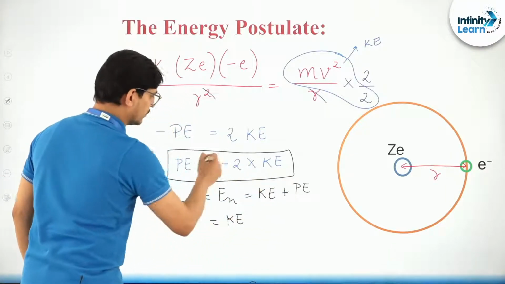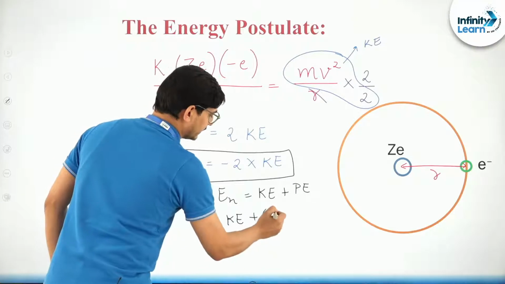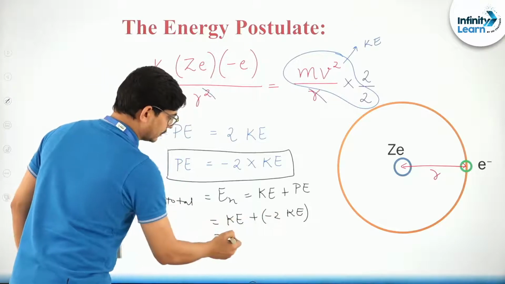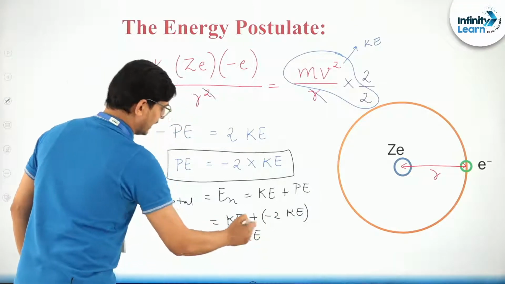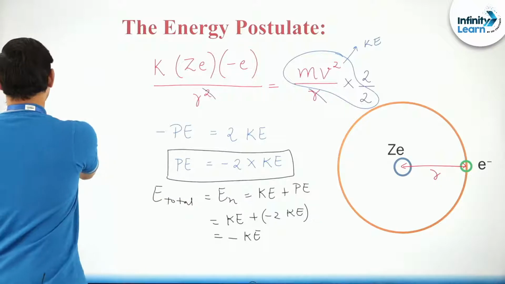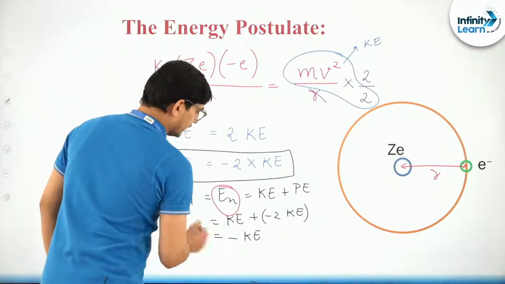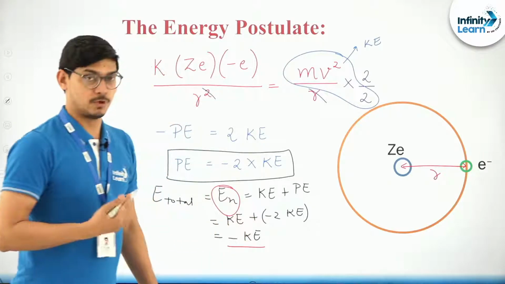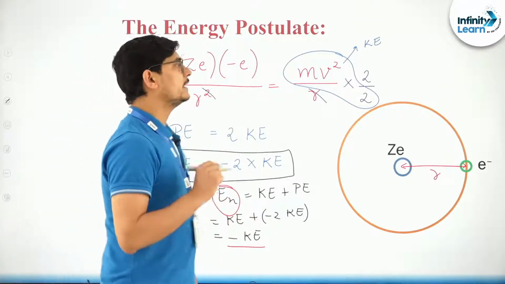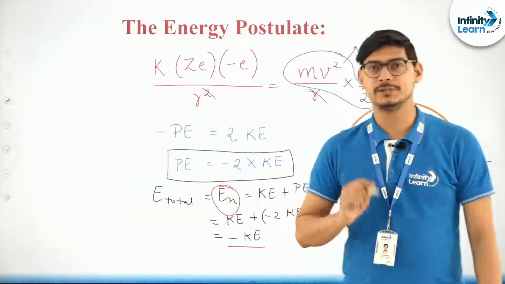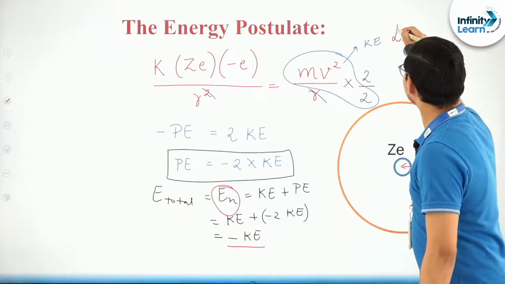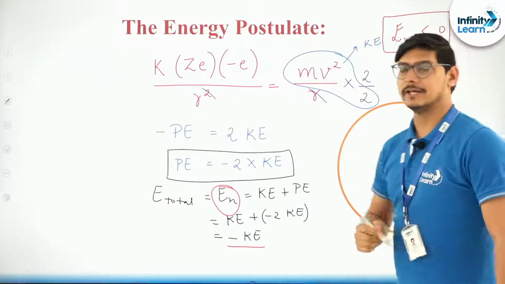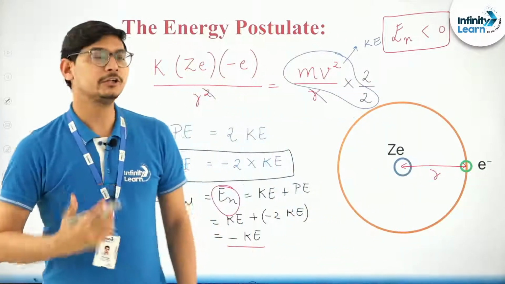What is potential energy equal to, guys? This is negative twice of kinetic energy, and hence you can say that this is equal to negative of kinetic energy. Okay, right? So the total energy of the electron, which we denote by En, is equal to the negative of kinetic energy. Now you guys know that kinetic energy is positive, so the energy of electron is always negative. This is something we should remember. Energy of electron is always negative if it is bound to the nucleus.